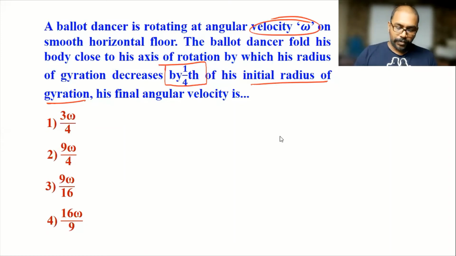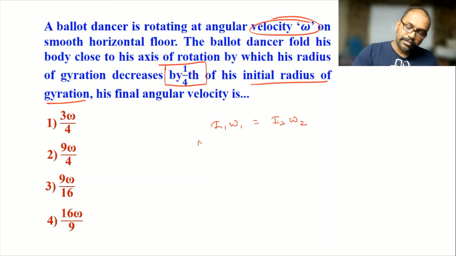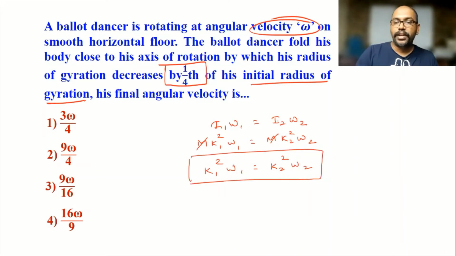In this problem, we can use conservation of angular momentum. By conservation of angular momentum, we can write I1 omega 1 is equal to I2 omega 2. Now, I1 is the initial moment of inertia, and I2 is the later moment of inertia. This I we can write in terms of radius of gyration, m k square. So, m k1 square omega 1, and here I can write m k2 square omega 2. So, mass gets cancelled. So, k1 square omega 1 is equal to k2 square omega 2. So, this is the formula, and we have to find out omega 2.